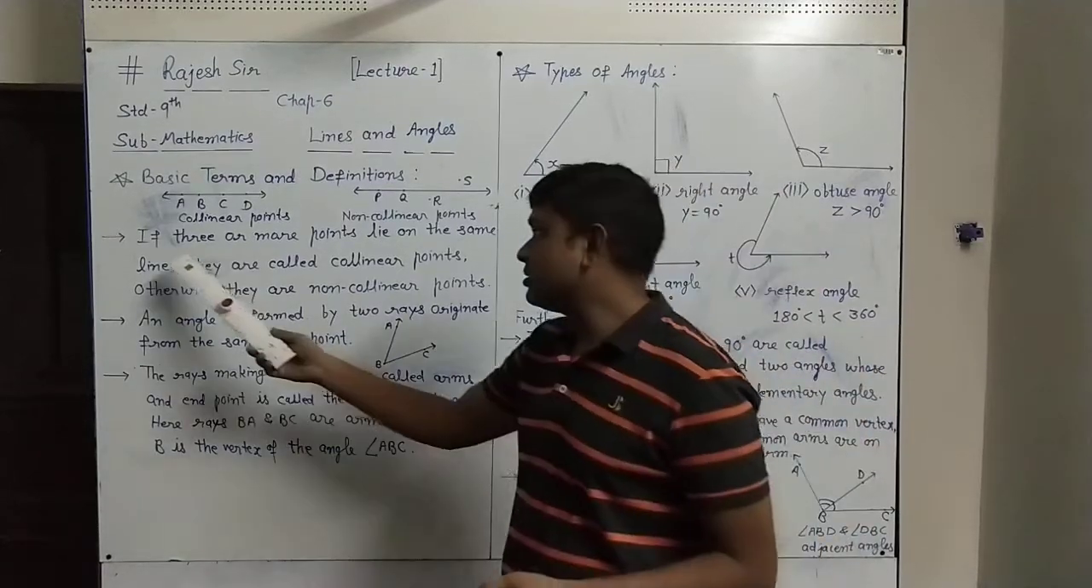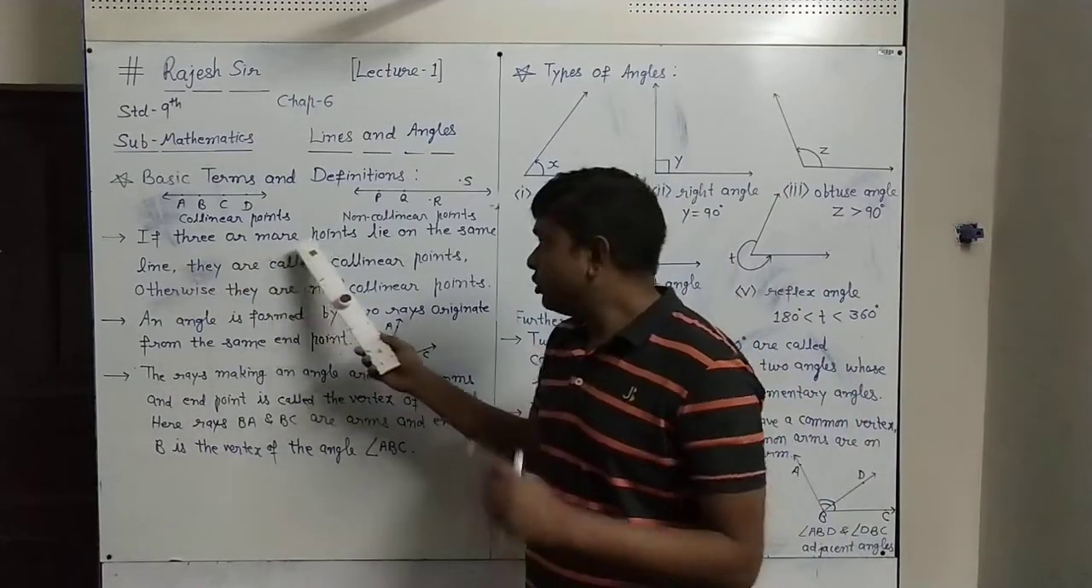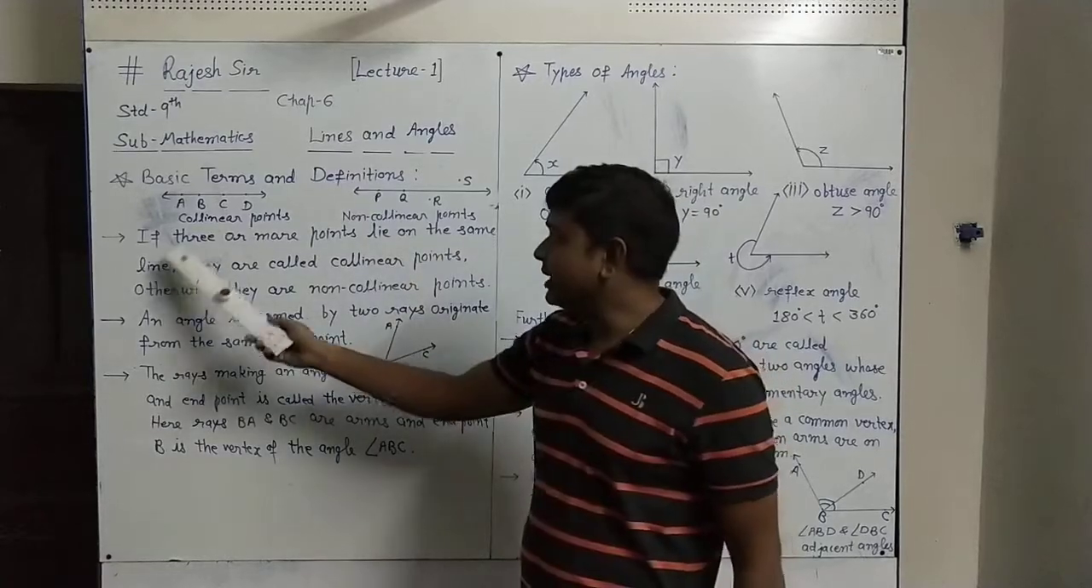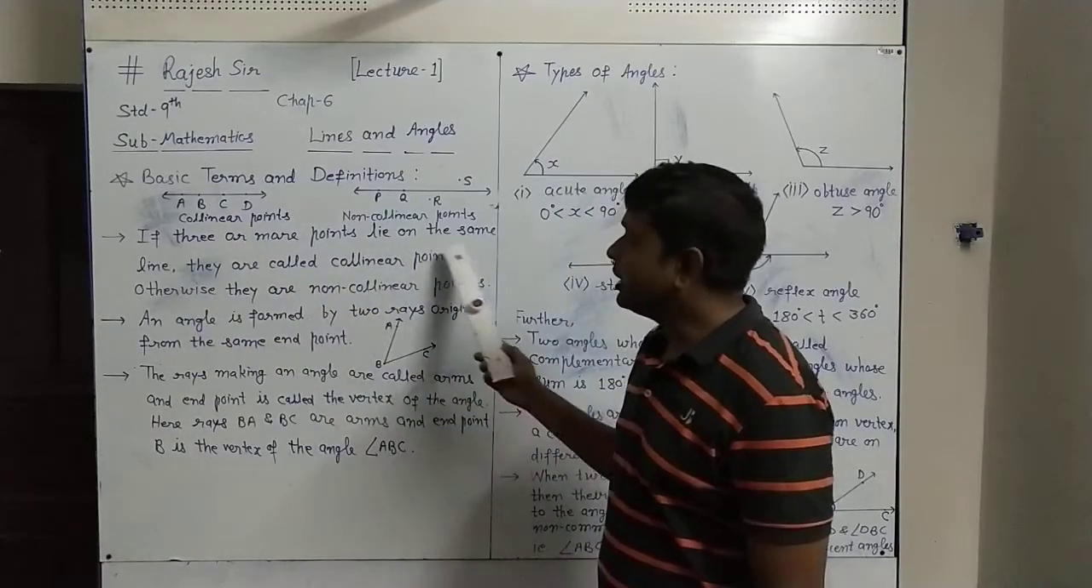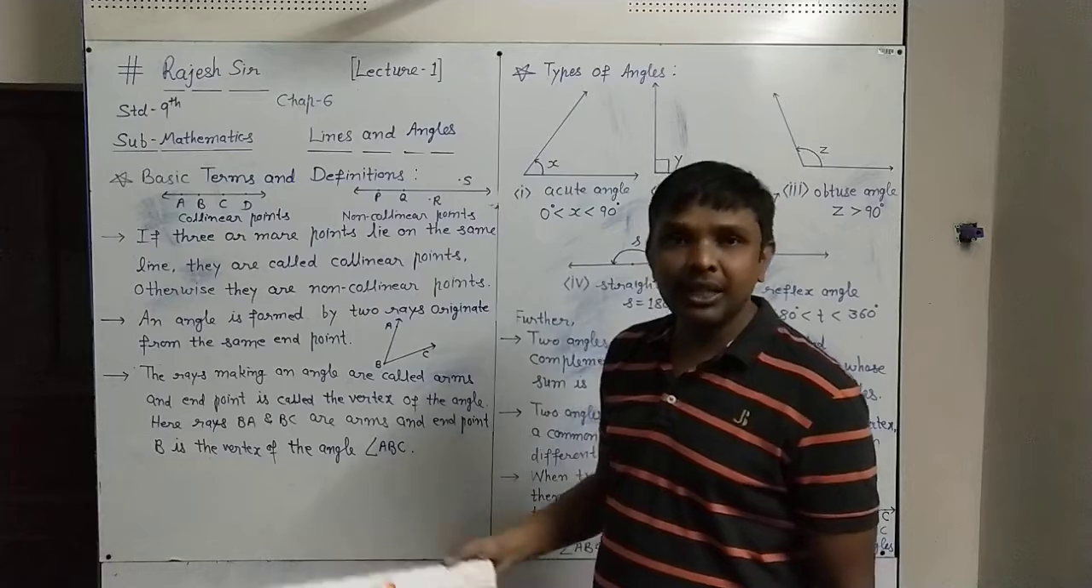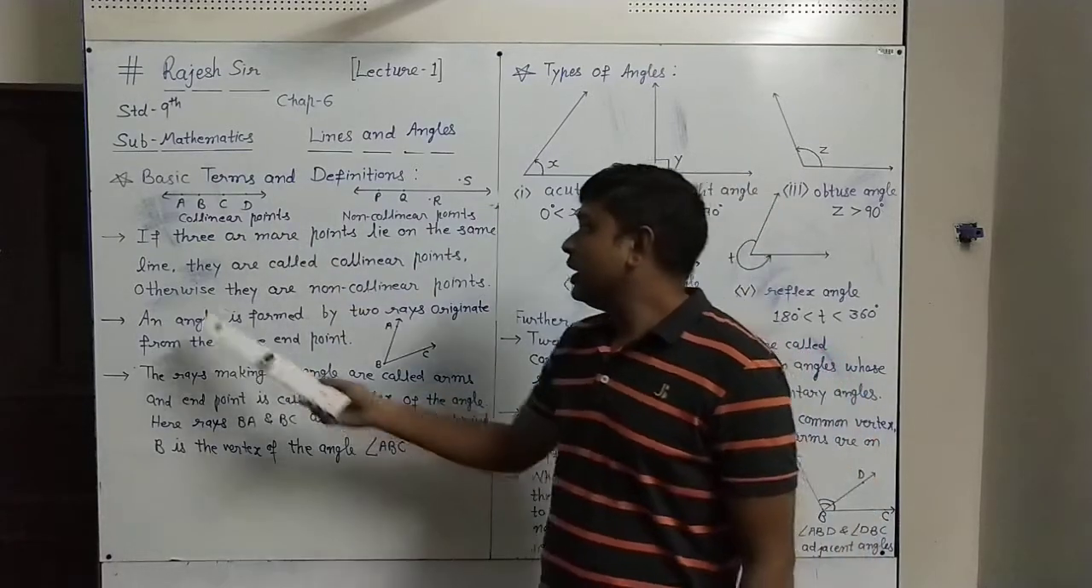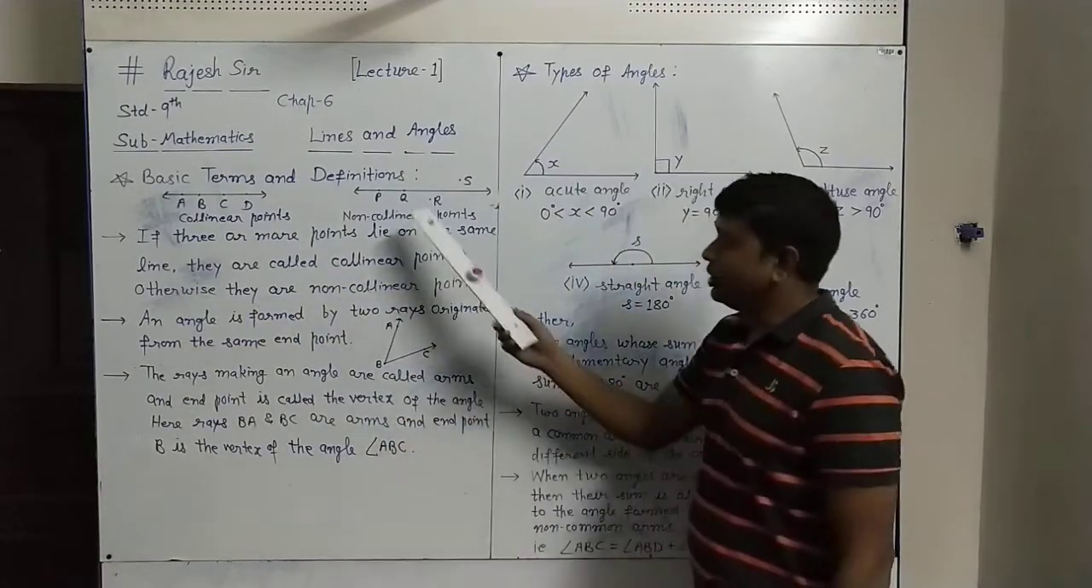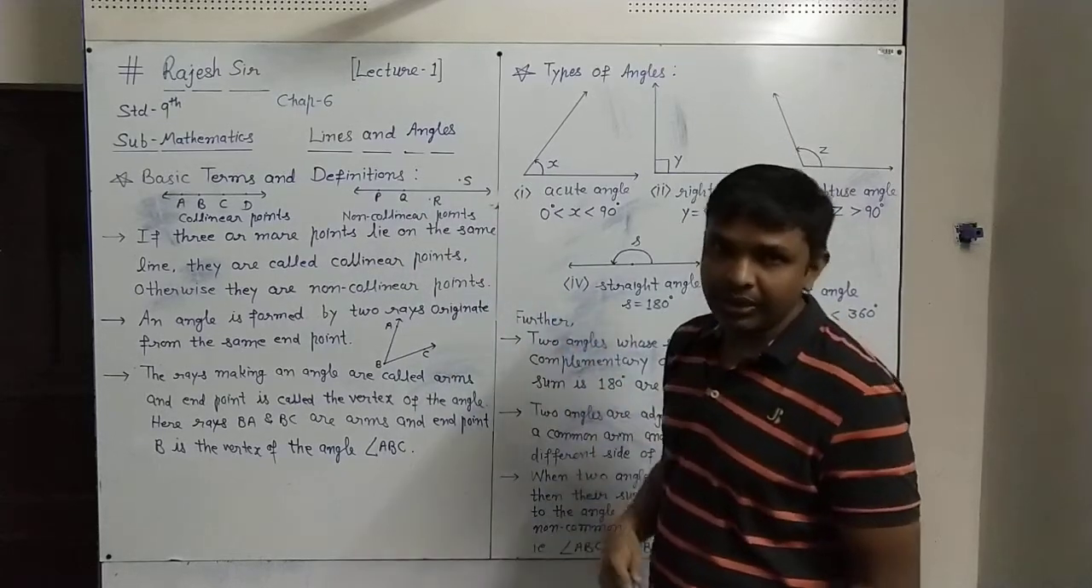So this type of points are called non-collinear points. So the statement is, if 3 or more points lie on the same line like this, they are called collinear points. In this example, A, B, C, D are collinear points. And otherwise, they are called non-collinear points. In this, P, Q, R, S are non-collinear points.